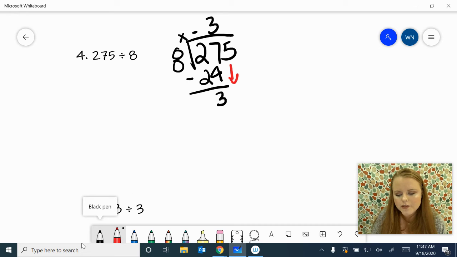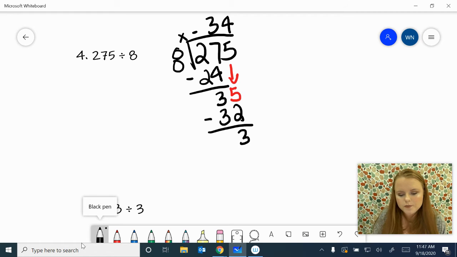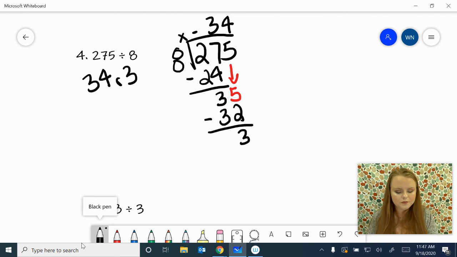Let's go ahead and bring down that 5. 8 can go into 35 4 times. 4 times 8 is 32. 35 minus 32 is 3. So my answer is 34, remainder 3. I hope you got the right answer. Let's move on to number 5.